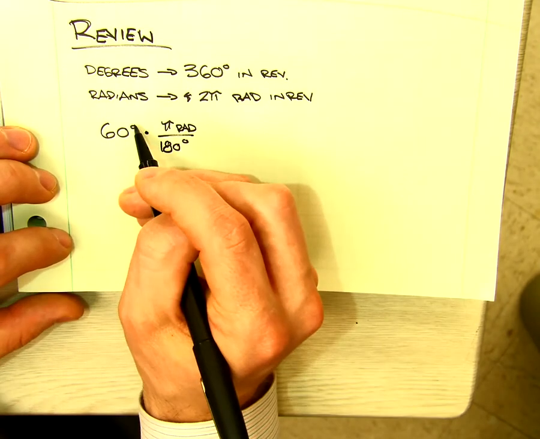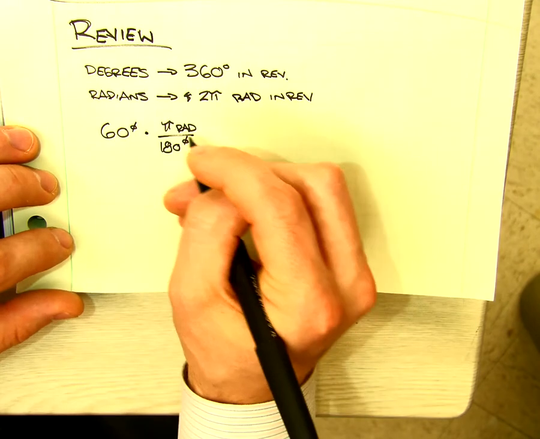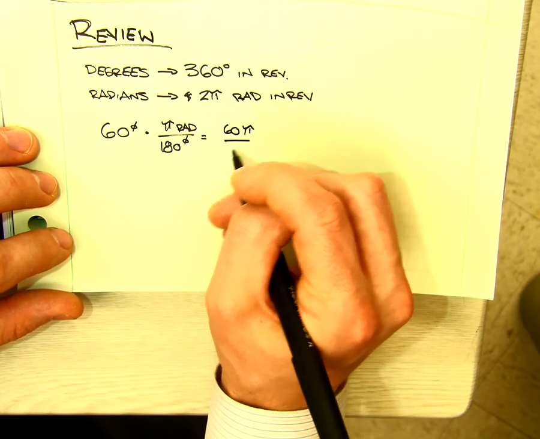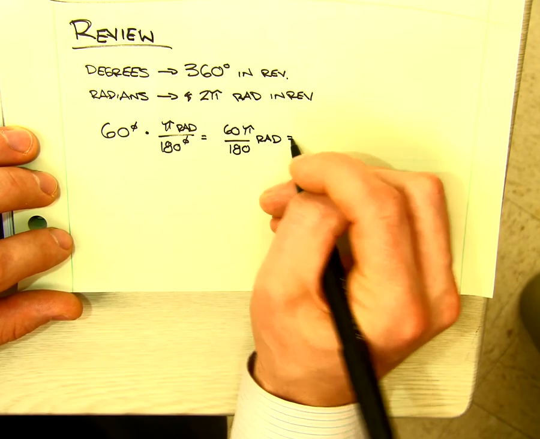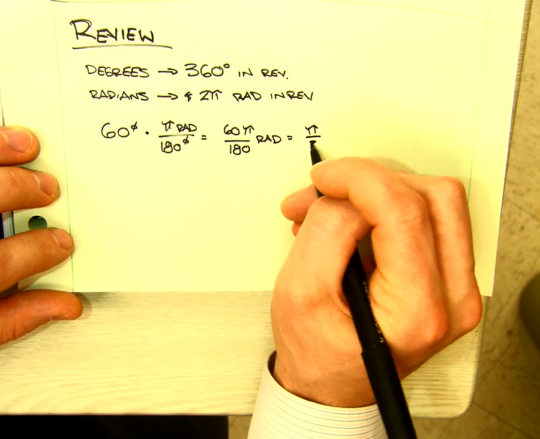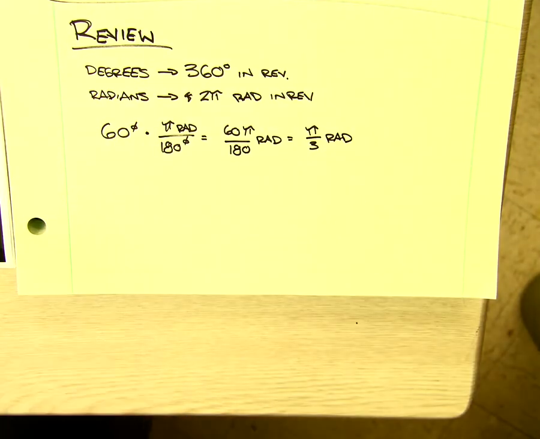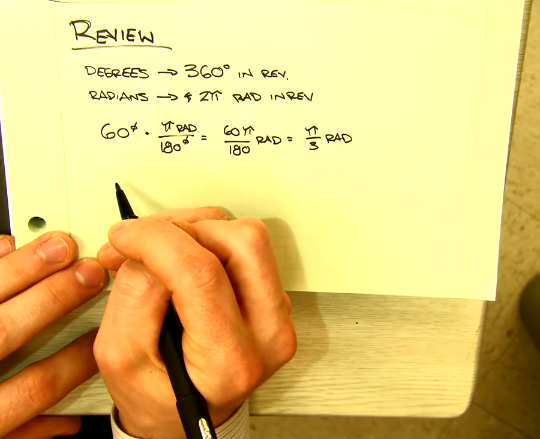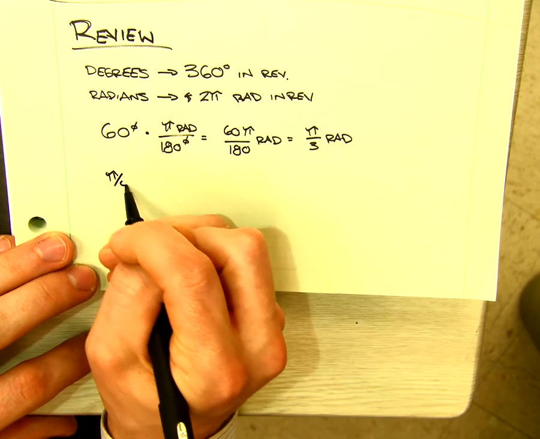It depends on what you're trying to cancel out. In this case, I've got degrees up top, degrees at bottom. They cancel out. I end up with 60 over 180 times pi, or 60 pi divided by 180 rad, which is just going to be pi over 3 radians. Nothing to it. Now let's go in the opposite direction. Say I had pi over 4 radians.